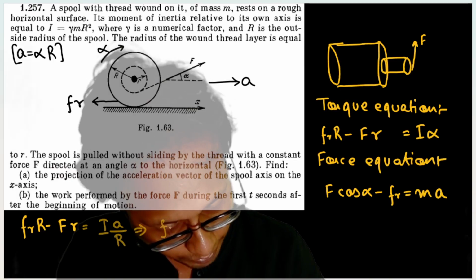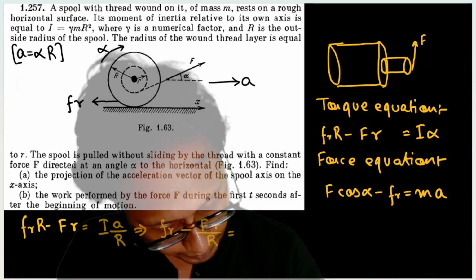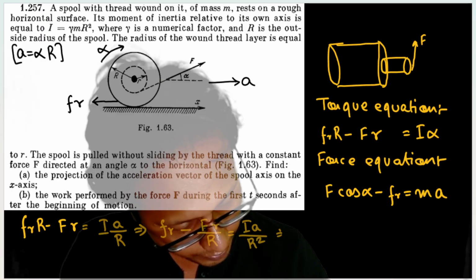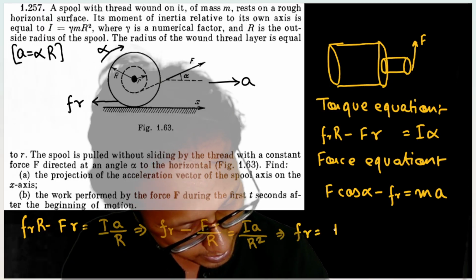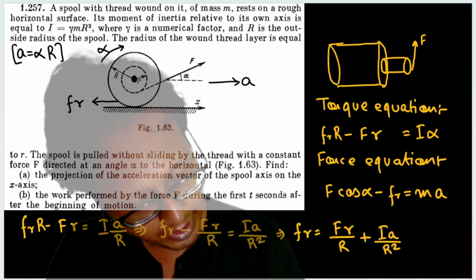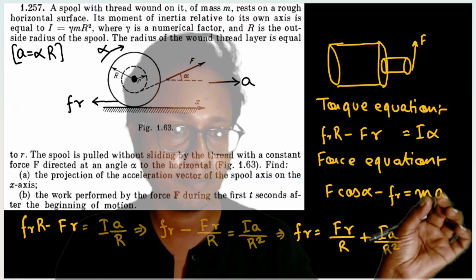Now let's divide the entire equation by capital R. F_r minus F into small r by capital R is equal to I a by R square. Or the friction force would be nothing but F into r divided by capital R plus I into a by R square. Now if I substitute the value of this friction force out here, I'll get my equation of acceleration, or I'll get my variable of acceleration.